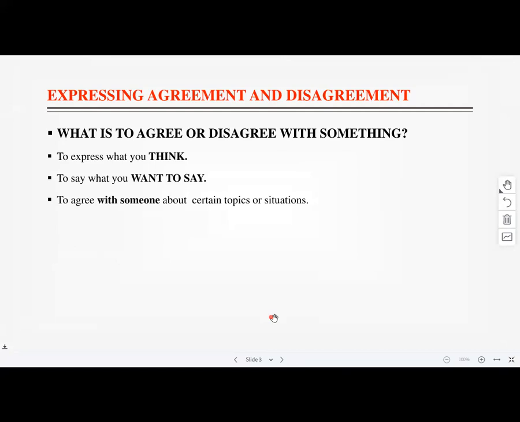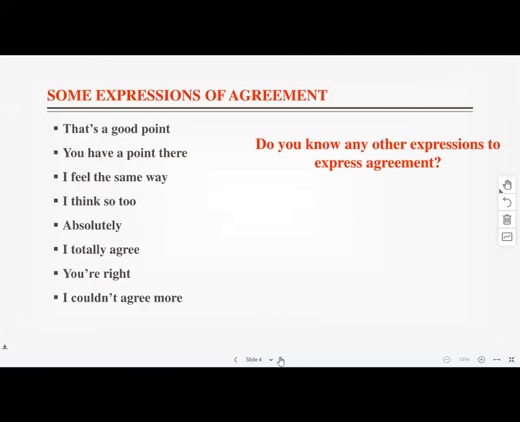So what is to agree or disagree with something? To express what you think. Why do we need to express? Because only then we can communicate properly. To say what you think, to agree with someone about certain topics or situations. So these are the multiple layers of situations where we can express an agreement or a disagreement.